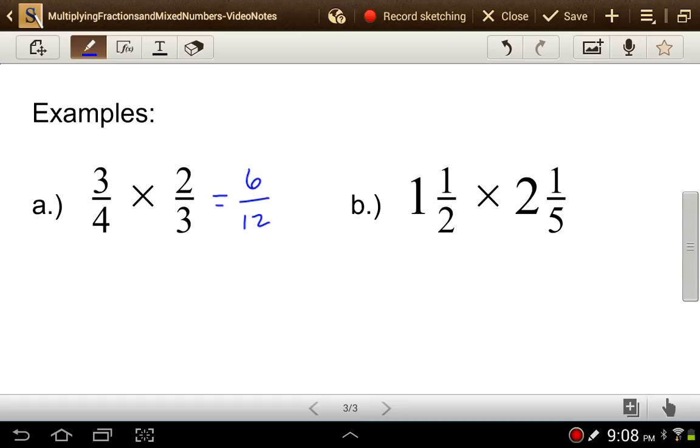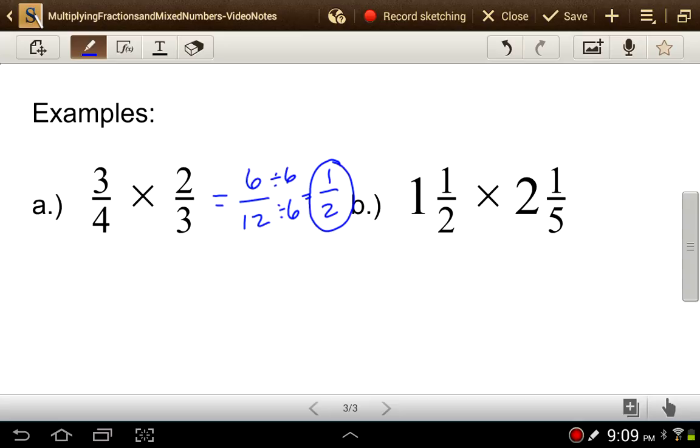So all I'm going to do is simplify it. I can see 2 goes into both of them. I also notice 3 goes into both of them, which means if 2 and 3 go into them, 6 goes into both of them. So I'm going to divide them both by 6. 6 divided by 6 is 1. 12 divided by 6 is 2. And I get 1/2. So my answer for A is 1/2. I get 6 over 12, which simplifies to 1/2. 6 is half of 12. You should know that.